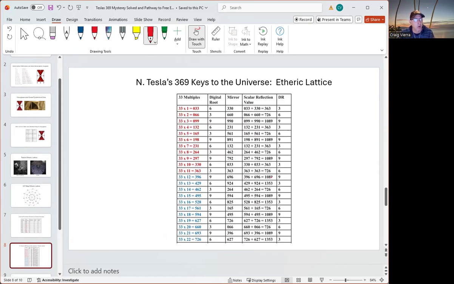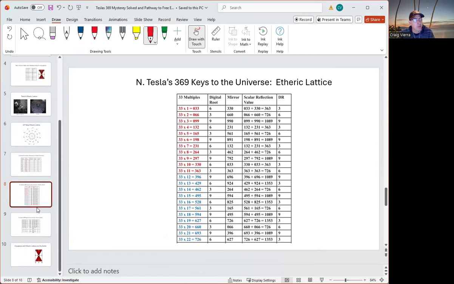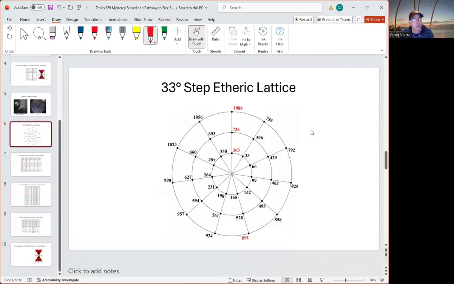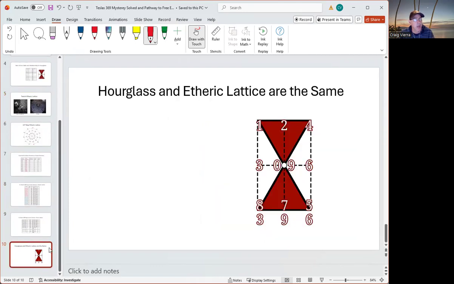And so you can go all through this. I don't need to go over this, but look at this, digital roots. Tesla's 369. This is his code. It can be used and tapped for free energy. Okay, so here's the rest of it as you go through here, and you can see the last one, 33 times 33 is 1089. Okay, how does this, which is the etheric lattice, and all of this relate to this hourglass?